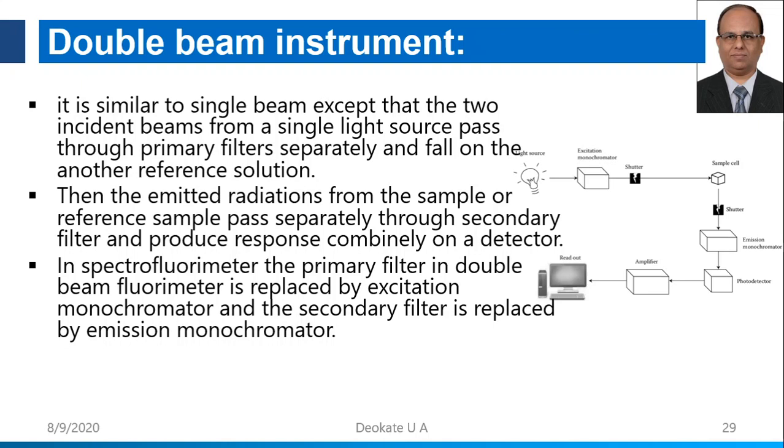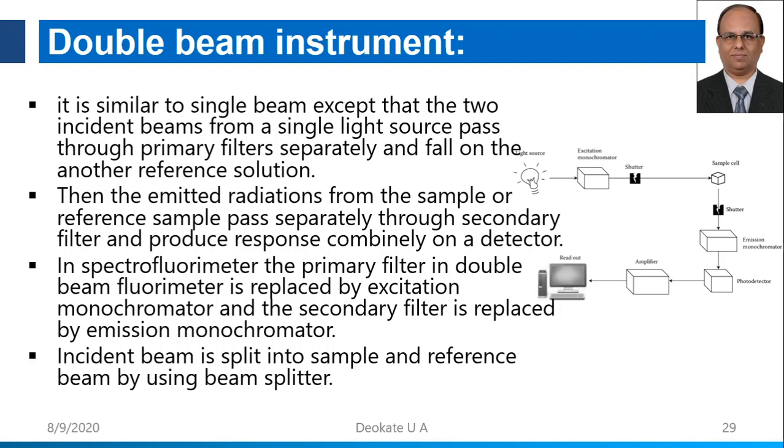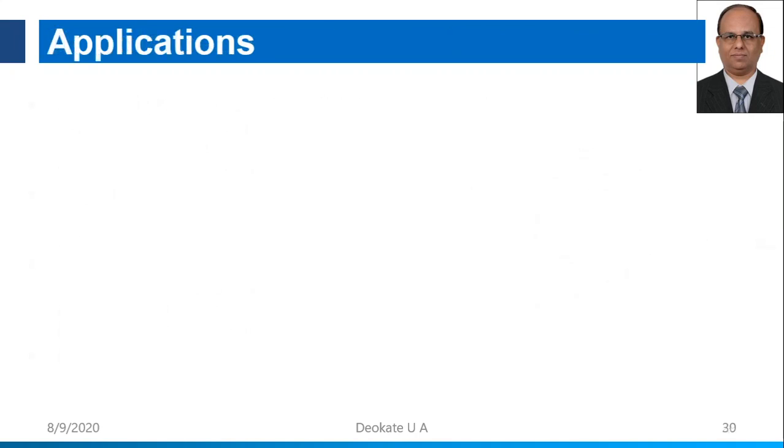In a spectrofluorometer, the primary filter of a double beam fluorometer is replaced by an excitation monochromator and the secondary filter is replaced by an emission monochromator. The incident beam is split into the sample and the reference beam by using a beam splitter.